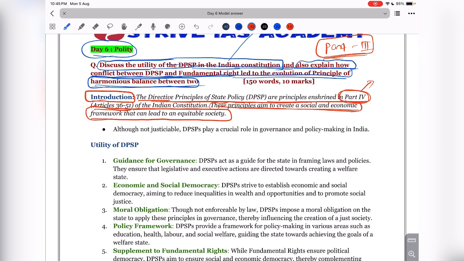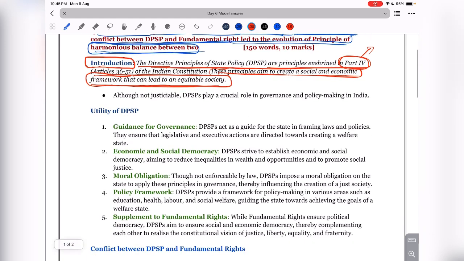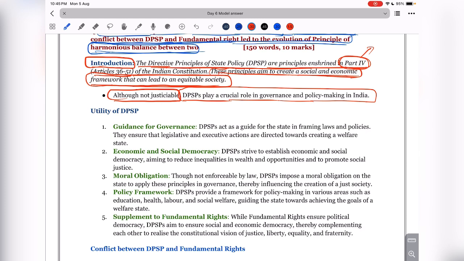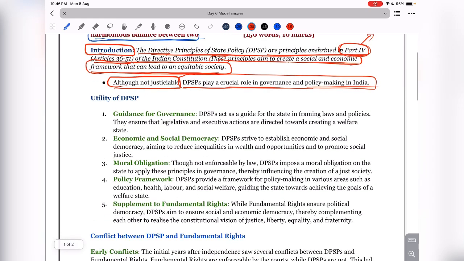The next point is that although not justiciable, DPSP play a crucial role in governance and policy making in India. You need to discuss that DPSP, unlike the fundamental rights, though non-justiciable in nature, still play an important role in the governance of the country and policy making in the country. We will discuss how.